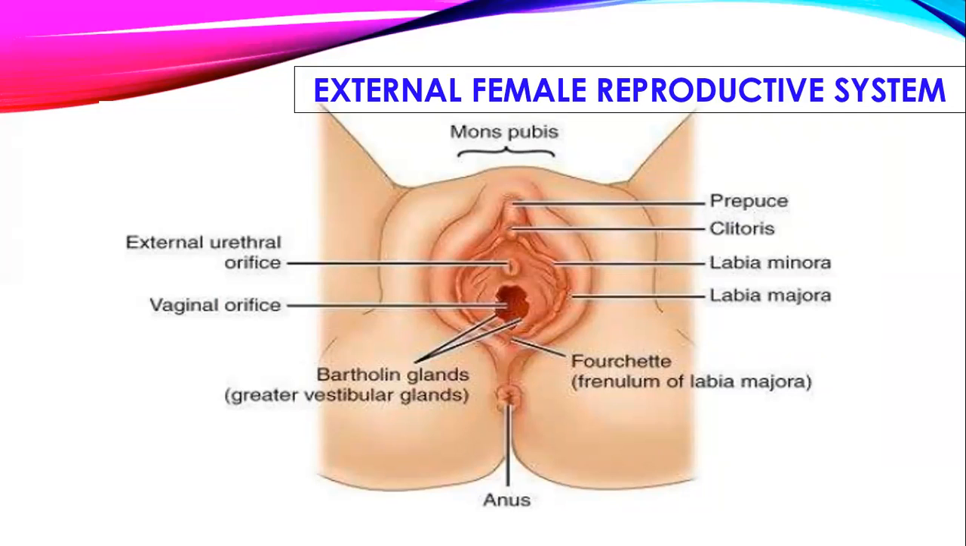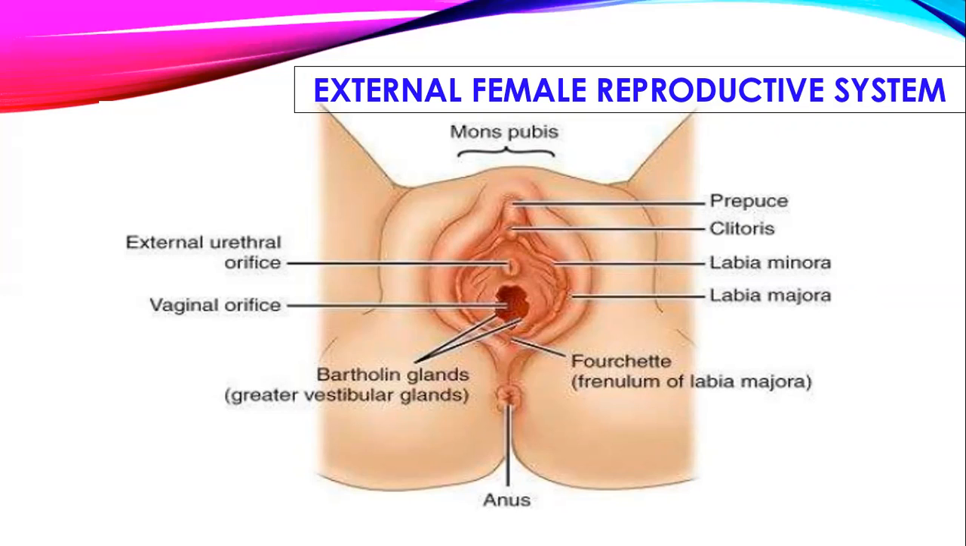Like the male reproductive system, the female reproductive system is also divided into external and internal organs. The external genitalia are the accessory structures of the female reproductive system that are external to the vagina. They are also referred to as the vulva. The external genitalia include the labia majora, the labia minora, mons pubis, clitoris, and the glands within the vestibule.